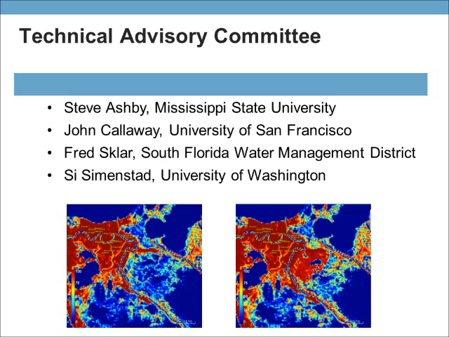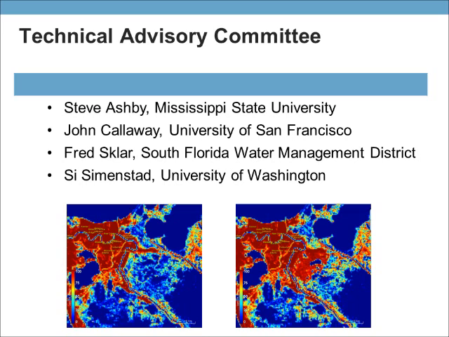They've been helping us troubleshoot some stuff. We've been flying things by them saying, what do you think of this? Should we go this way or that way? Those kinds of things. And again, these are folks that have worked on large-scale, difficult ecosystem restoration issues in their own systems. Steve Ashby's worked a lot on the Upper Miss. He was formerly at the Engineering Research and Development Center in Vicksburg with the Corps.